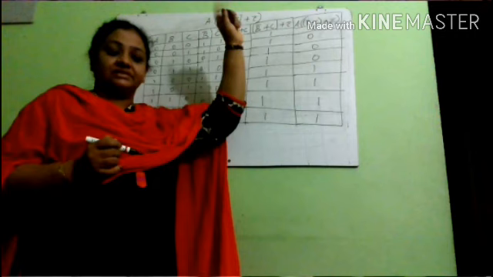0 and 1 is 0. 0 and 1 is 0. 0 and 1 is 0. 0 and 1 is 0. Now 1 and 1 is 1. 1 and 1 is 1. 1 and 1 is 1. 1 and 1 is 1. So we can say that A ANDed with B bar plus C ORed with C bar.